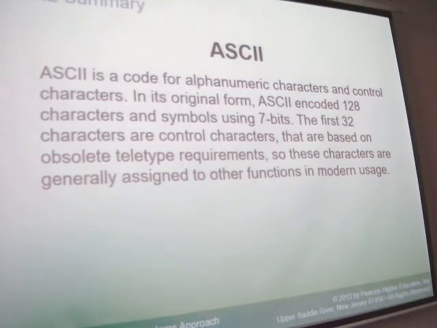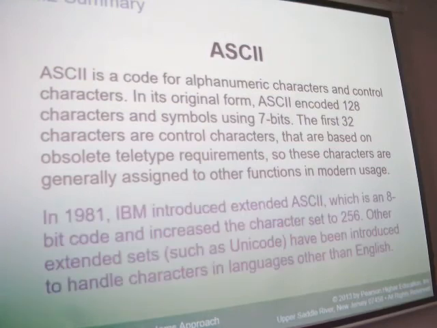ASCII 2. In 1981, IBM introduced extended ASCII, which is an 8-bit code, and increased the character set to 256. Other extended sets have been introduced to handle characters in languages other than English.